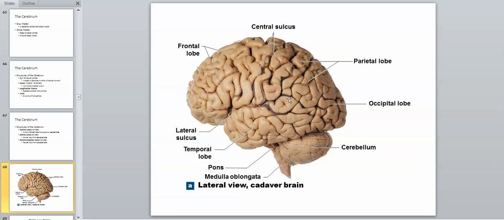Behind the somatosensory cortex, we have sensory association areas, which is a lot of the parietal lobe. We have a lot of sensory integration going on between auditory and vision in these areas here.